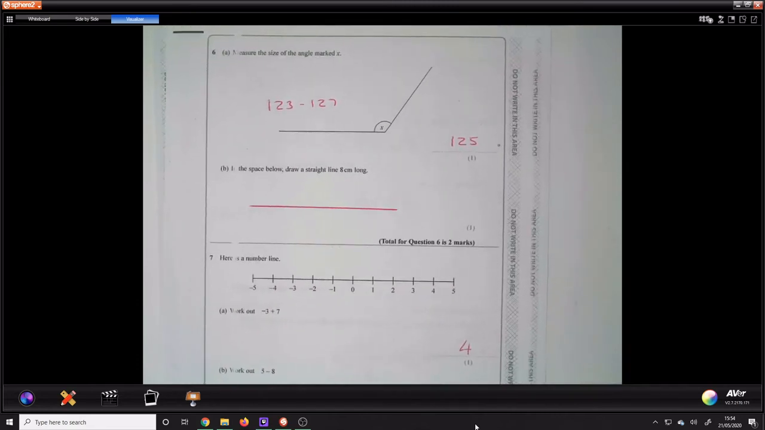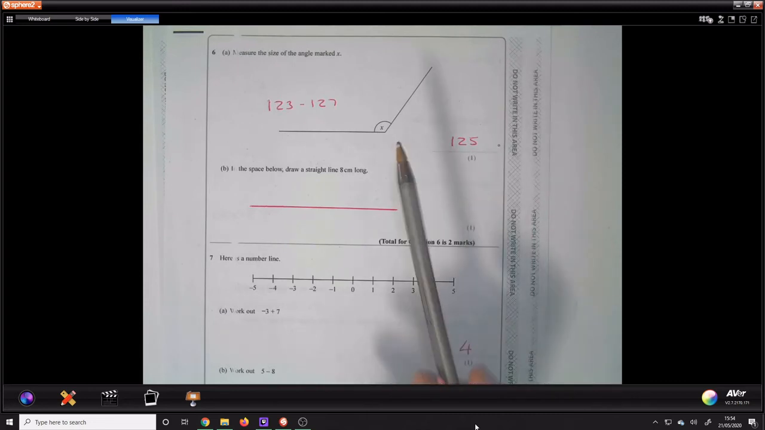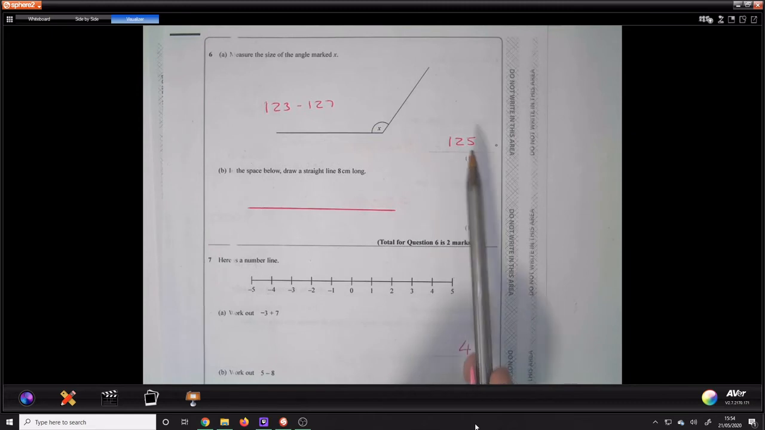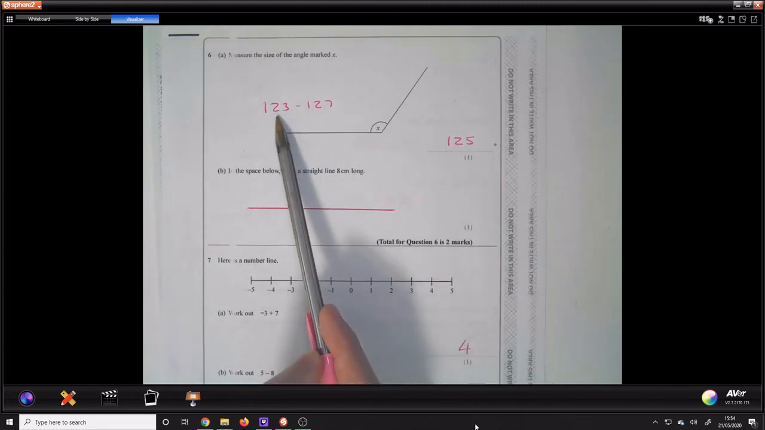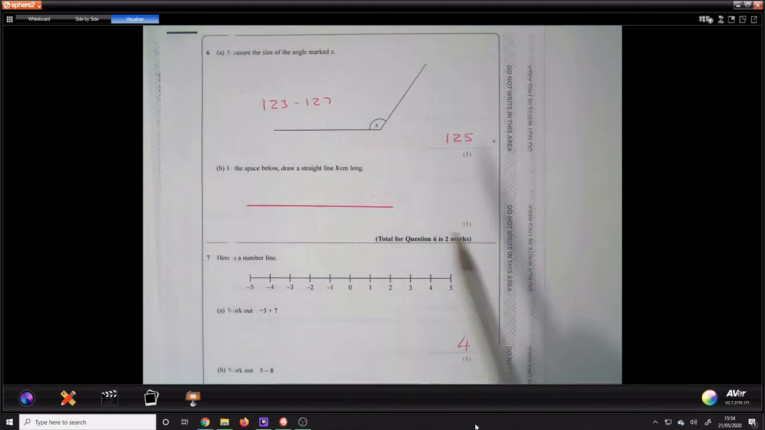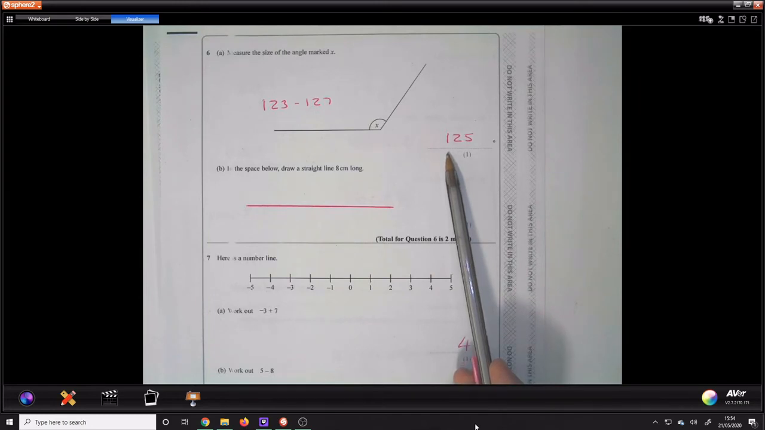Question 6 was the one that some of you may not have been able to do. So that's fine. If you didn't have a protractor, then you would have struggled. But it was 125 degrees. You were allowed anything between 123 and 127. So if your answer was either 123, 124, 125, 126, or 127, then you get 1 mark. Don't worry if you couldn't do that. We'll allow for that when we mark it, when we give you a total.